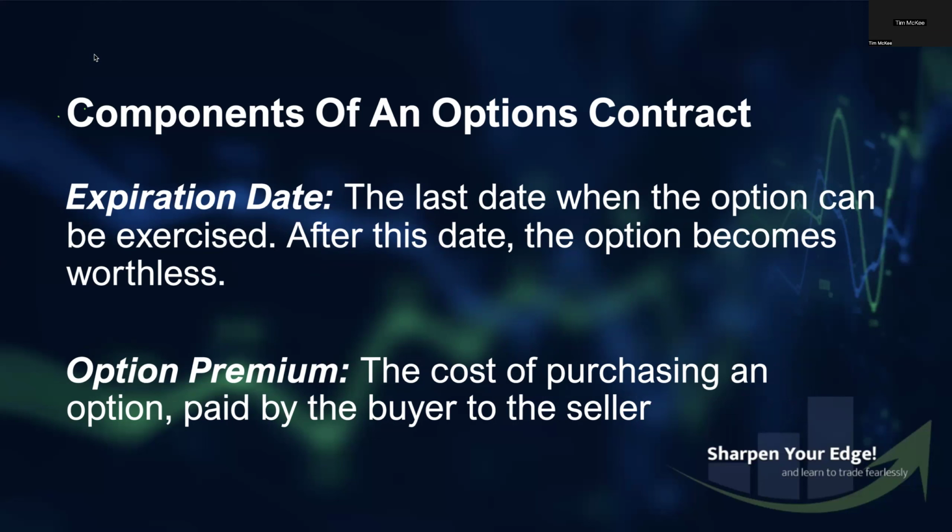What are the components of an option contract? Well, there's also the expiration date, the last date when the option can be exercised. After this date, the option becomes worthless. So tomorrow at 4:15, anything that we've bought today and held will become worthless. The option premium, the cost of purchasing an option, paid by the buyer to the seller. Now, when we're on the option chain and we're paying that price, not all of that goes to the seller. That gets split up to the platform and the market maker and taxes and fees as well.